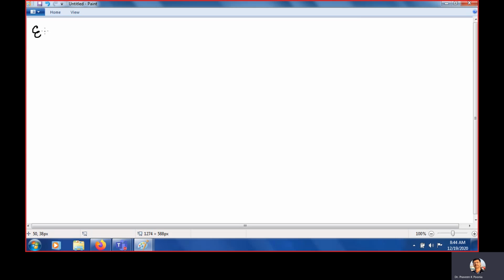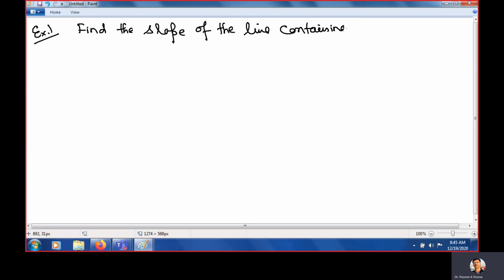So example question number 1. Find the slope of the line containing the points. What points? 1, 2 and minus 5, 4.